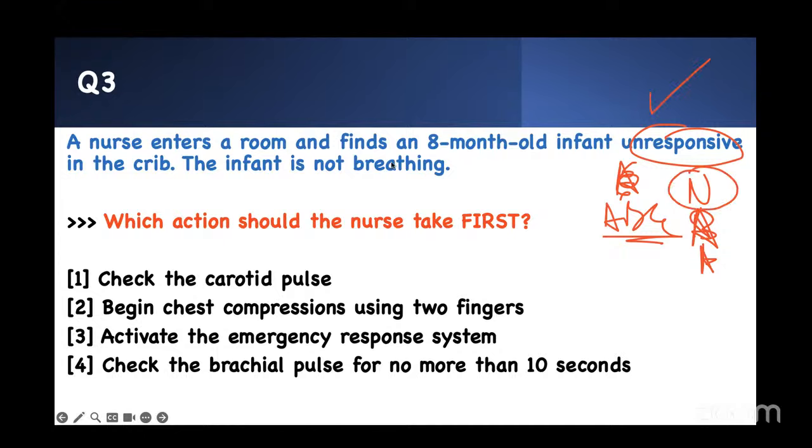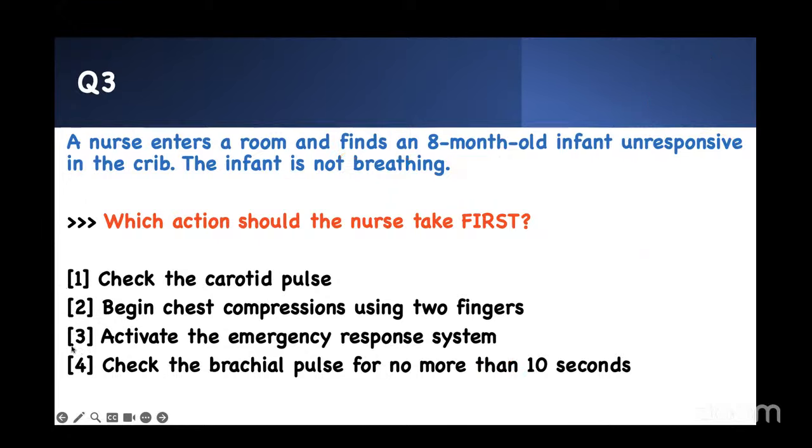They've done their responsiveness. They've checked the breathing. We've got to check the individual's pulse. That's the thing. Then we can activate. Because it's a kid, we cannot check the carotid pulse. We have to do a brachial pulse. So number 4 is your right answer.